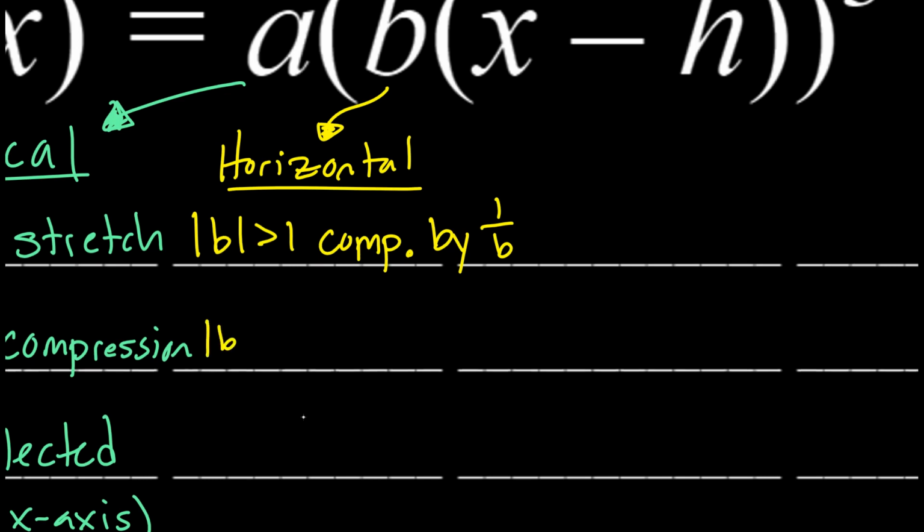Now, if B is less than 1, what do we call that? It's backwards, so it's a stretch. So, for example, if your B value is 1/2, it is a horizontal stretch by 2. It's the reciprocal. It's still technically 1/B.